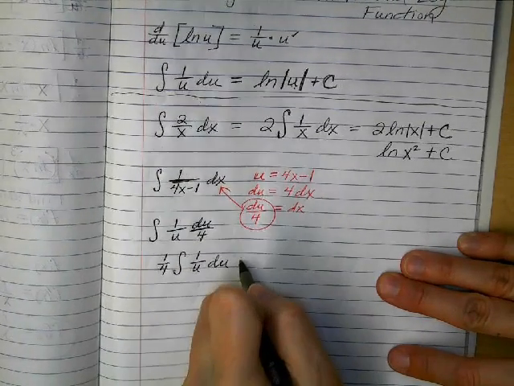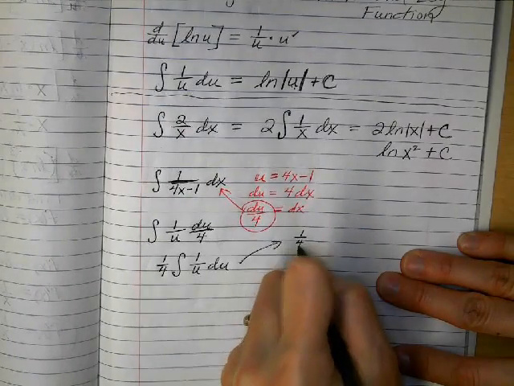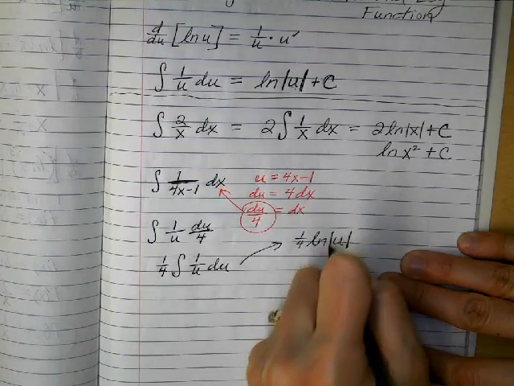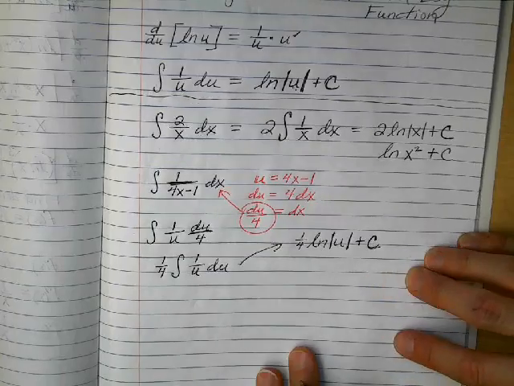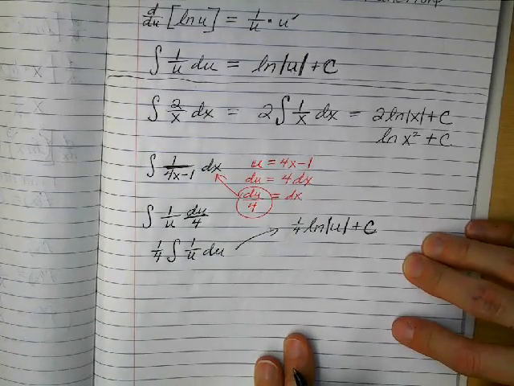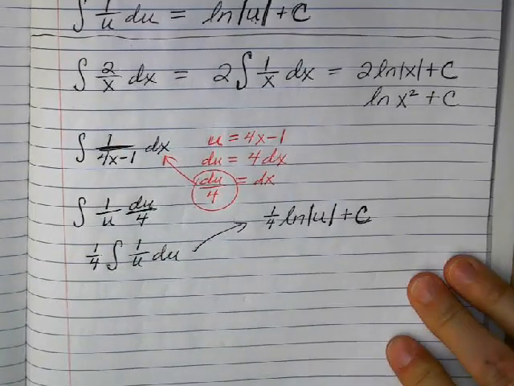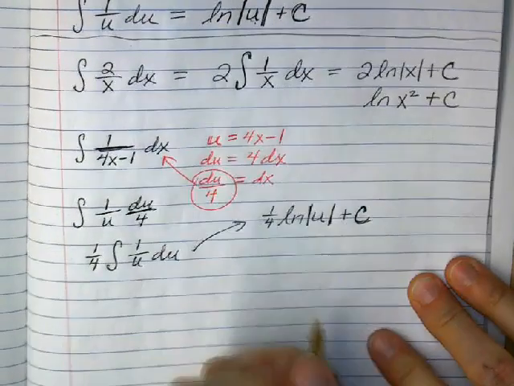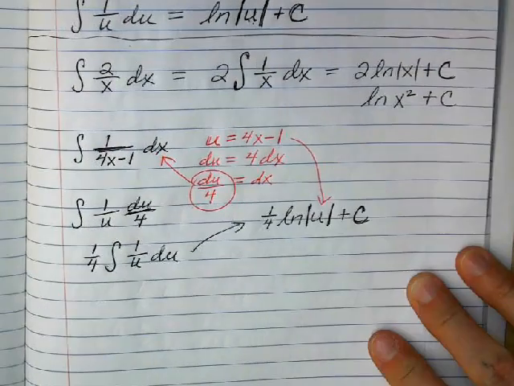Yep. So it's going to be 1/4 natural log of u in absolute value plus c. Now you've got to plug back in what u was. That's the thing that people might forget at the end. A few of you forgot that. It's easy to forget. You think you're done, and it's like, oh wait, what was u? Put back in what u is at the end.